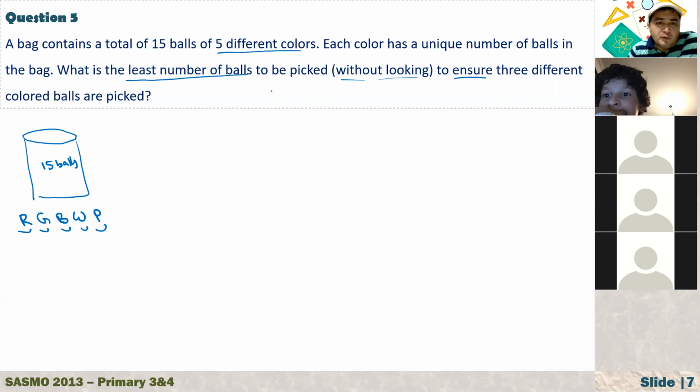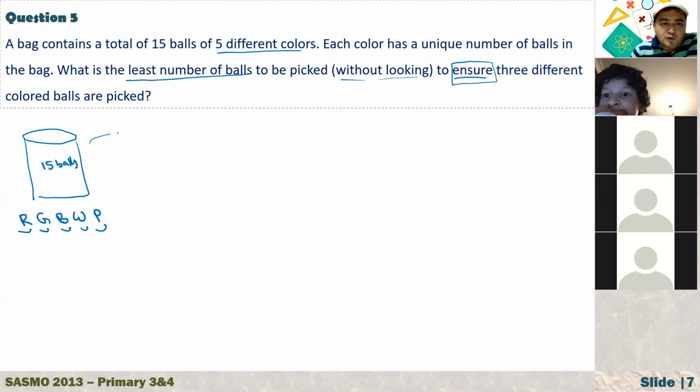What is the least number of balls to be picked without looking to ensure? What do we mean by this? To ensure. We want to make 100% sure that you can say that, Mr. Qasim, if you just pick this many balls from here, I can guarantee that 3 balls will be of the same color. When can you say that? Now I will just think the worst scenario here.